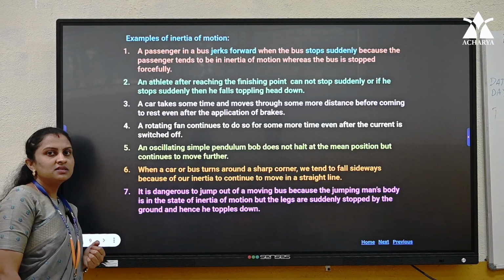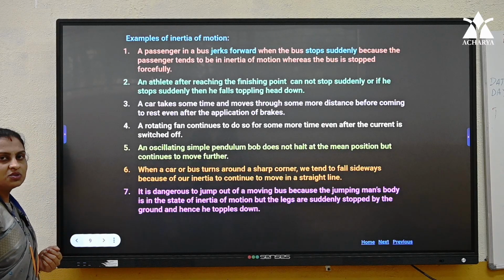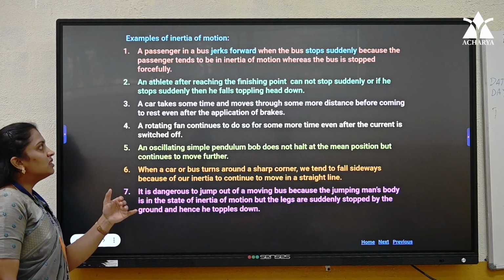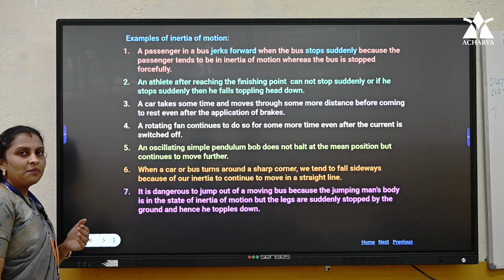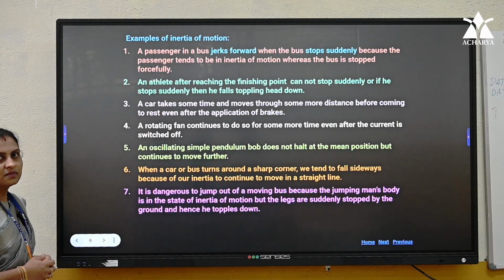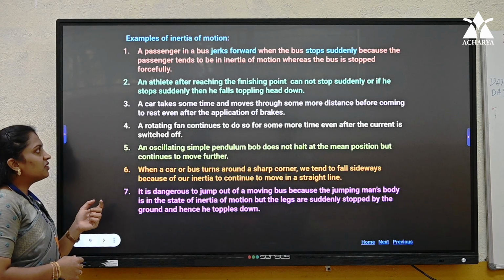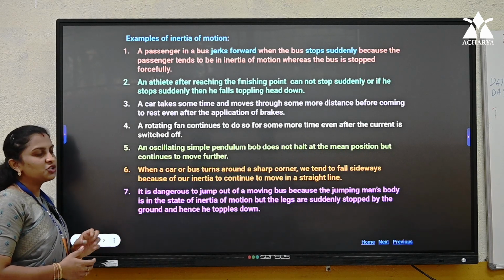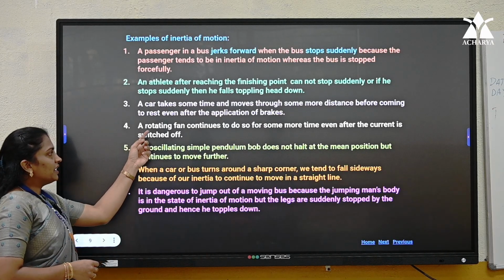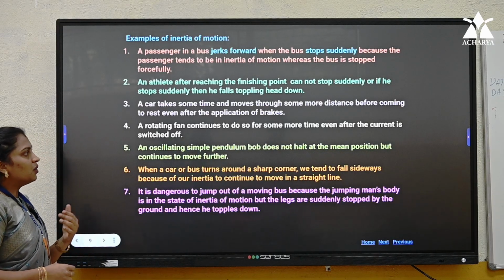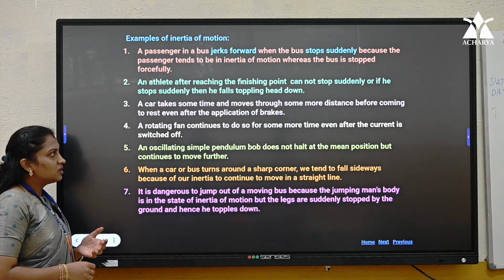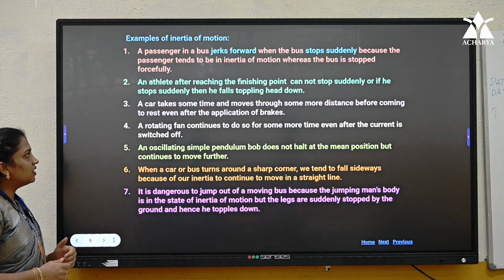The next type is inertia of motion. These are the examples of inertia of motion. The first example is, a passenger in a bus jerks forward when the bus stops suddenly, because the passenger tends to be in motion, whereas the bus is stopped forcefully. The next example is, an athlete after reaching the finishing point cannot stop suddenly, or if he stops suddenly then he falls toppling head down. A rotating fan continues to rotate for some more time even after the current is switched off. Next is, a car takes some time and moves through some more distance before coming to rest even after the application of brakes.